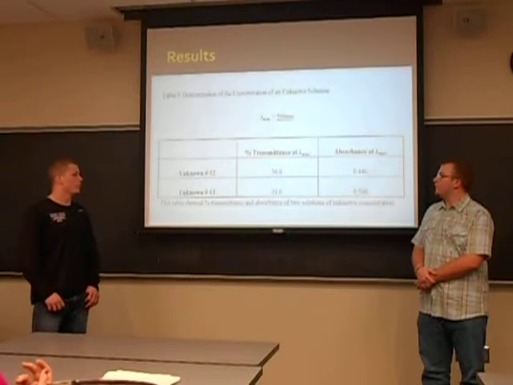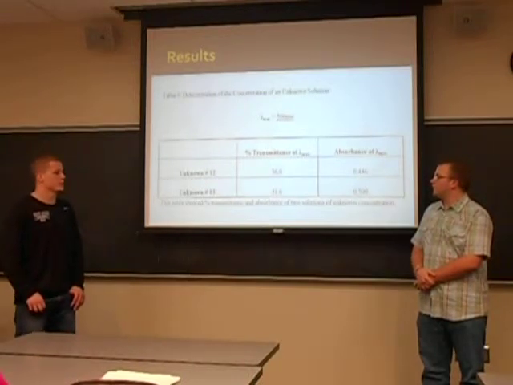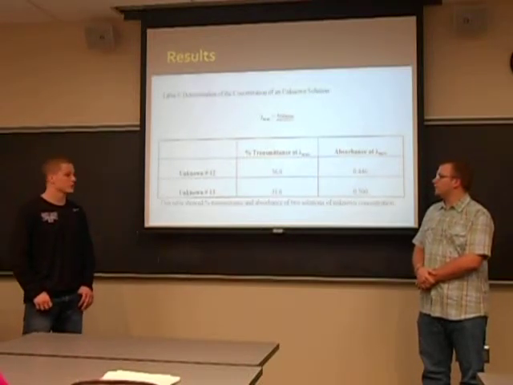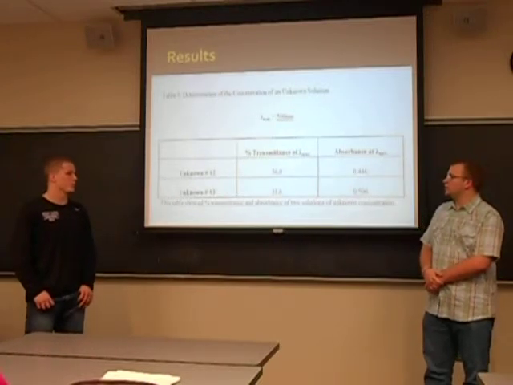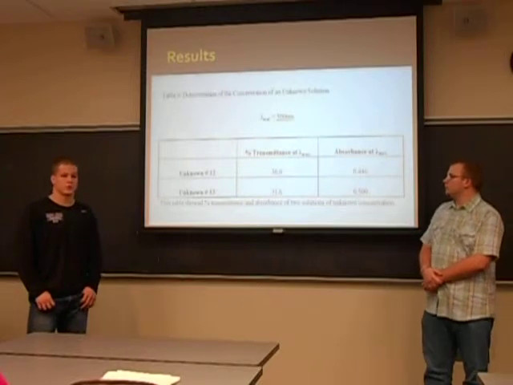For our unknown 12, our percent transmittance was 36, and our absorbance was 0.446. And for unknown number 13, our percent transmittance was 31.6, and our absorbance was 0.500.